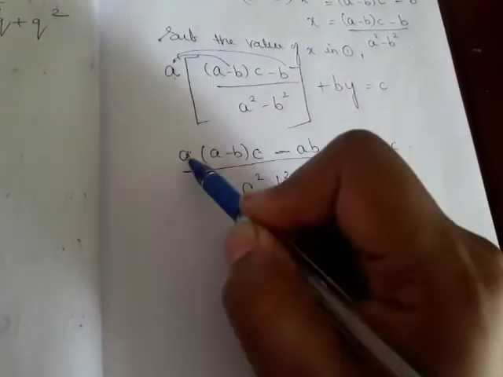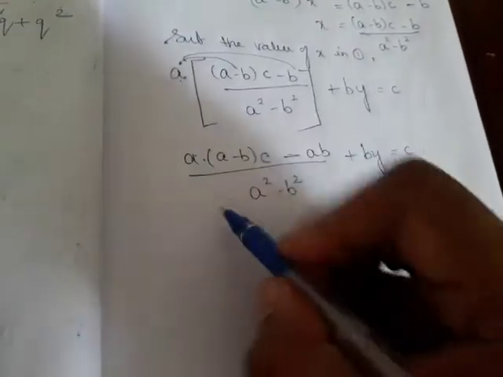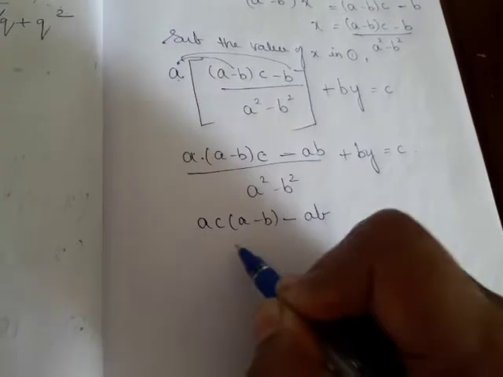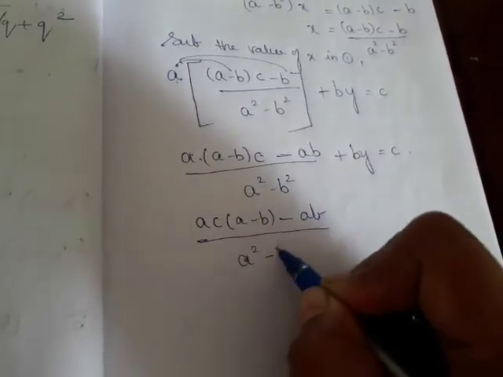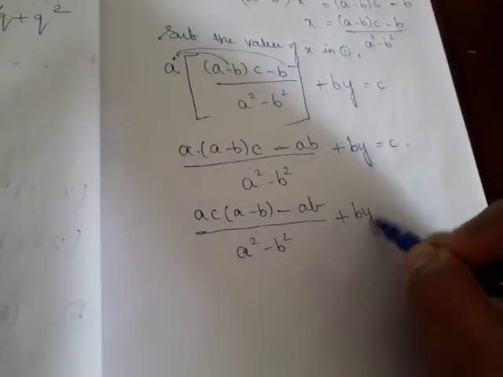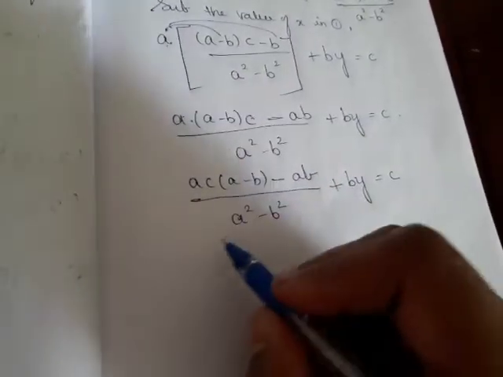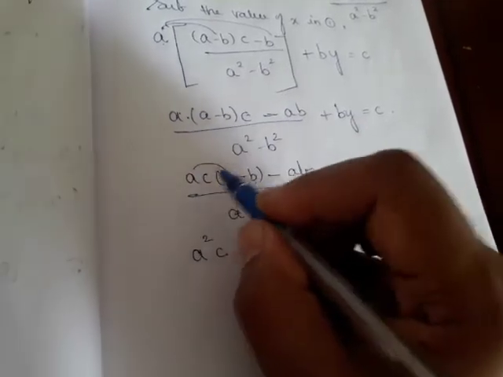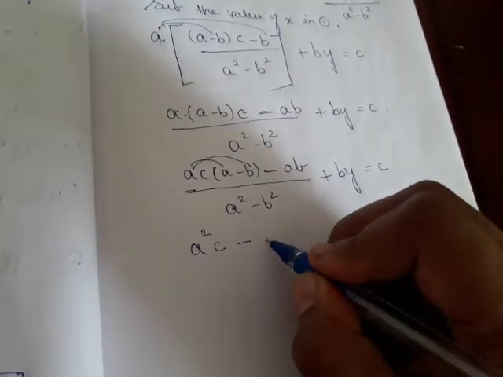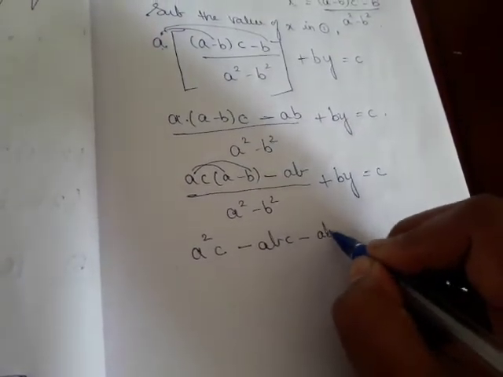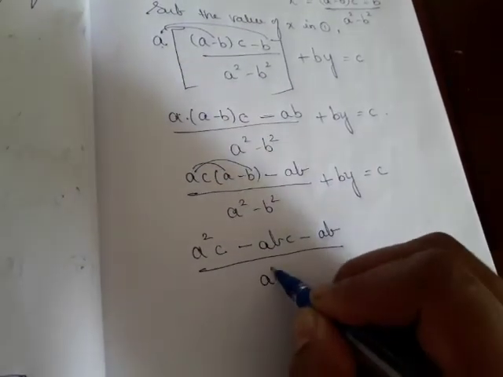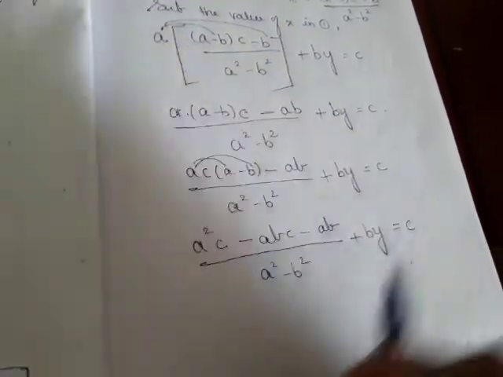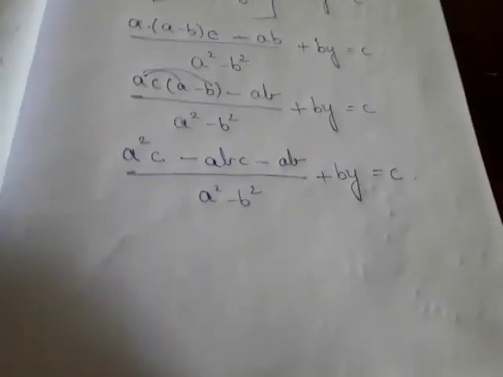If you want, you can write the c this side so that you won't leave it. So I am rewriting this: a c minus b minus ab divided by a square minus b square plus by equal to c. So if you multiply, this will become a square c minus abc minus ab divided by a square minus b square plus by equal to c, right? Now what shall we do?